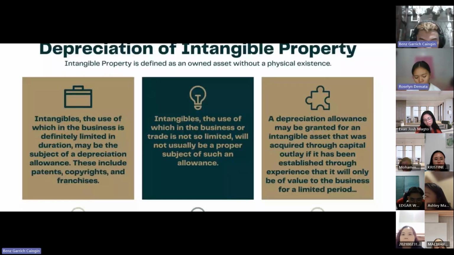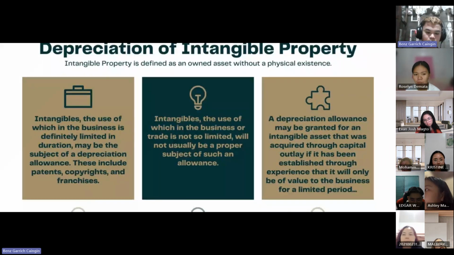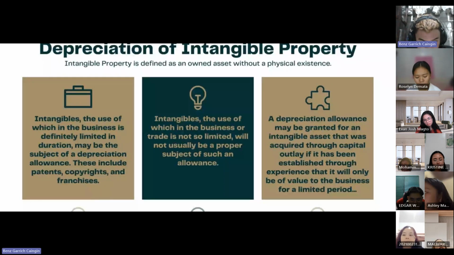Third, a depreciation allowance may be granted for an intangible asset that was acquired through capital outlay if it has been established through experience that it will only be of value to the business for a limited period, the length of which can be estimated from experience with reasonable certainty, provided that the facts are fully demonstrated and the return or prior thereto to the satisfaction of the Commissioner of Internal Revenue.